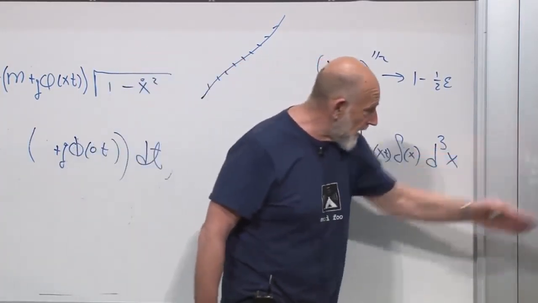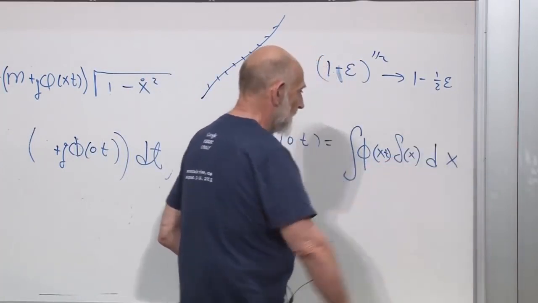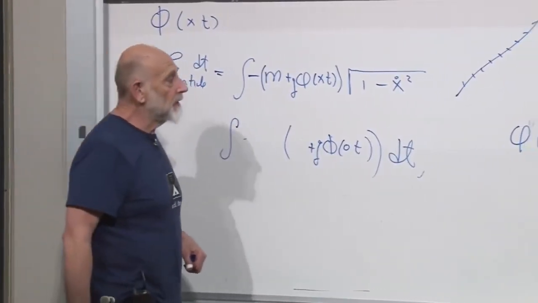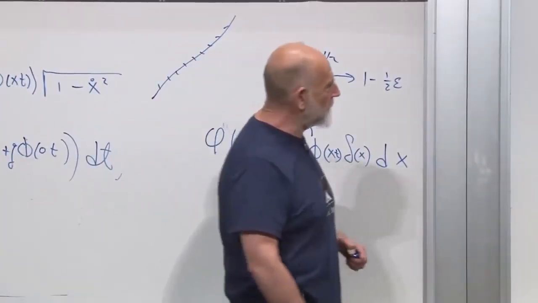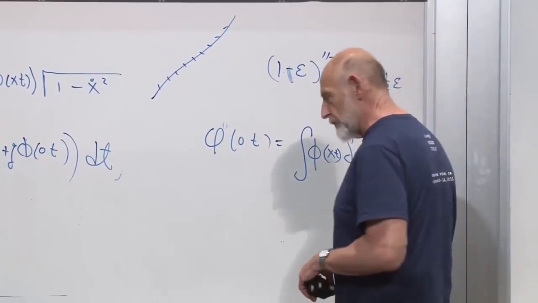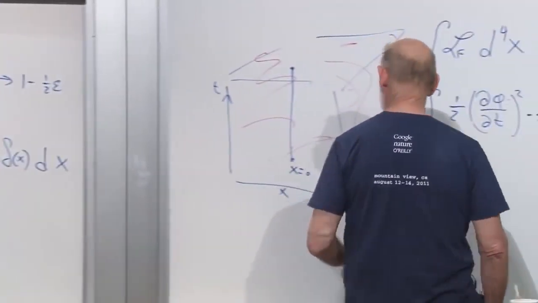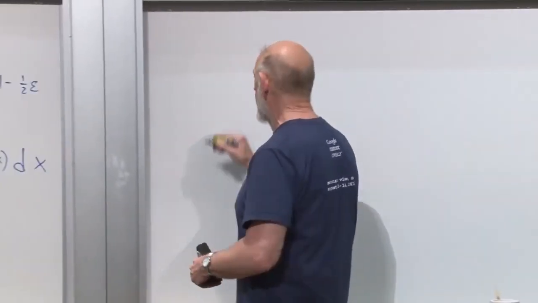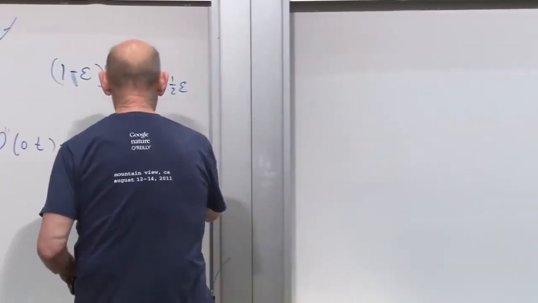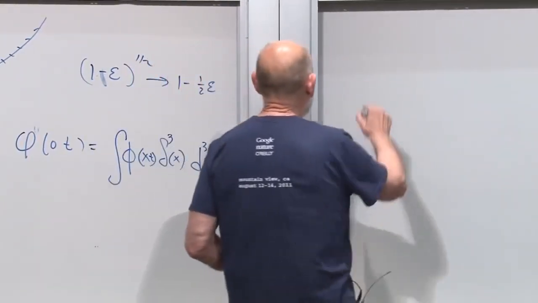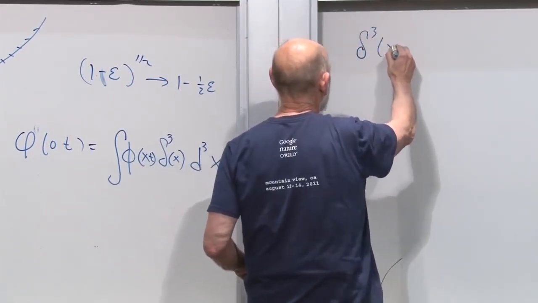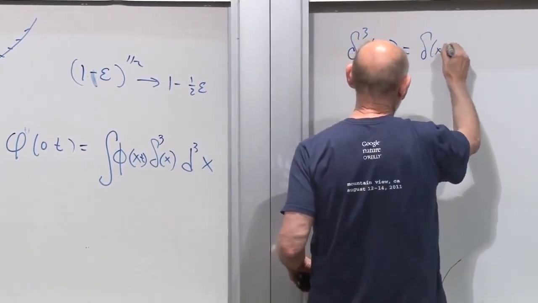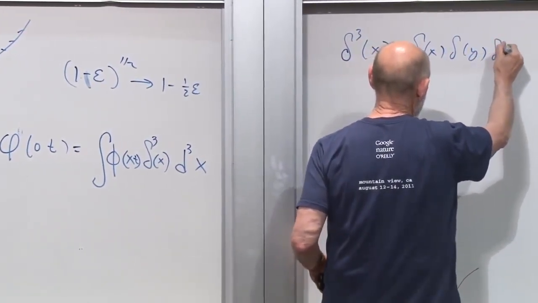If this was a one-dimensional axis, we would just write dx. Let's take the case of... all right, I guess I really need to tell you what that delta function really means. What I've written is just delta of x. Let's be a little more precise. Let's call this delta 3 of x, d3x. Delta 3 of x means the product of three delta functions: delta of x, delta of y, delta of z.